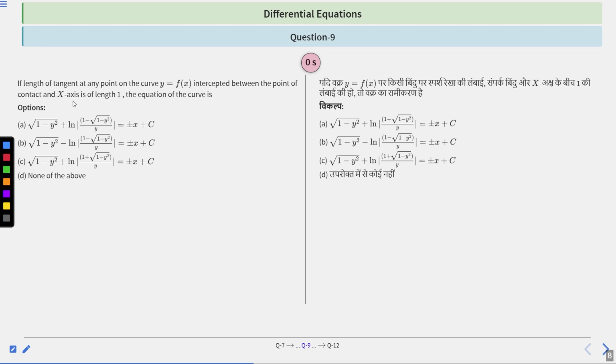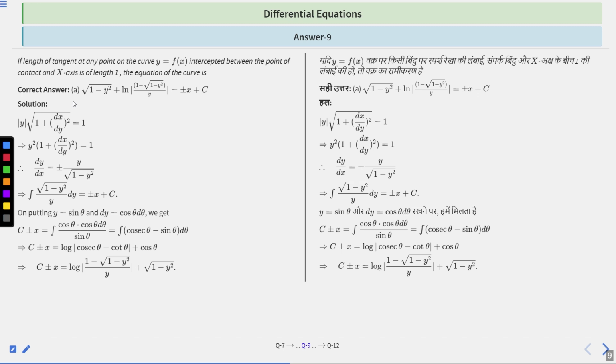Okay, let's move to the solution part. See, we know that the length of tangent to a curve is basically mod y root over 1 plus (dx by dy) whole square, right? And it is given as equal to 1, right? Therefore, after squaring both sides, we will get y square into (1 plus (dx by dy) whole square) is equal to 1. Therefore, we will get dy by dx is equal to plus minus y over root over 1 minus y square, right?